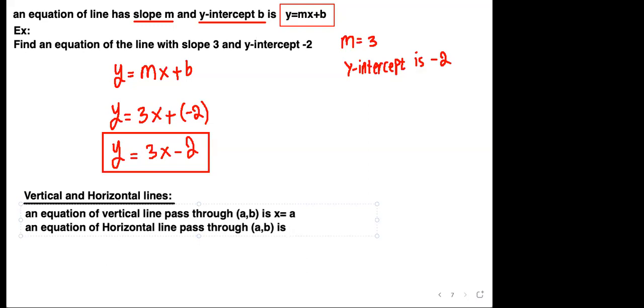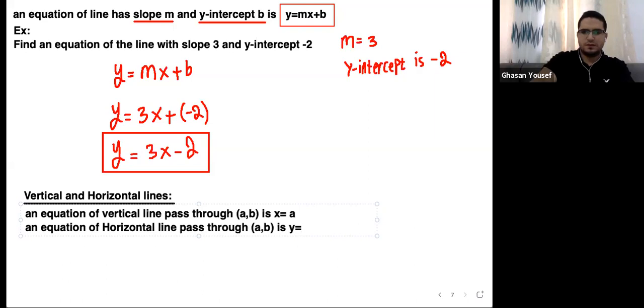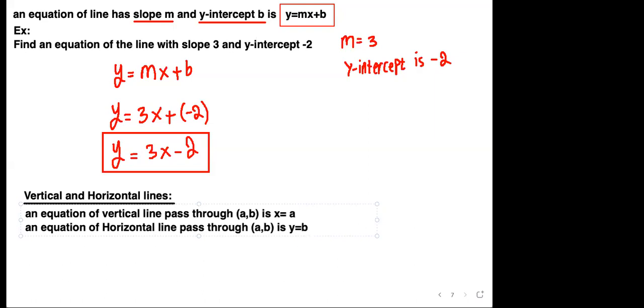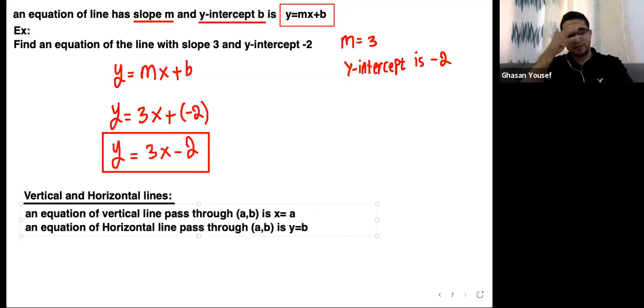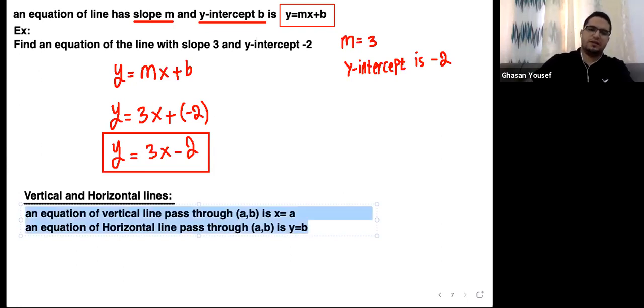Since a horizontal line only passes through the y-axis, its equation is y equals b. Because the horizontal line passes through the y-axis, y equals b. This is the equation of a horizontal line. And the same thing applies to the vertical line.